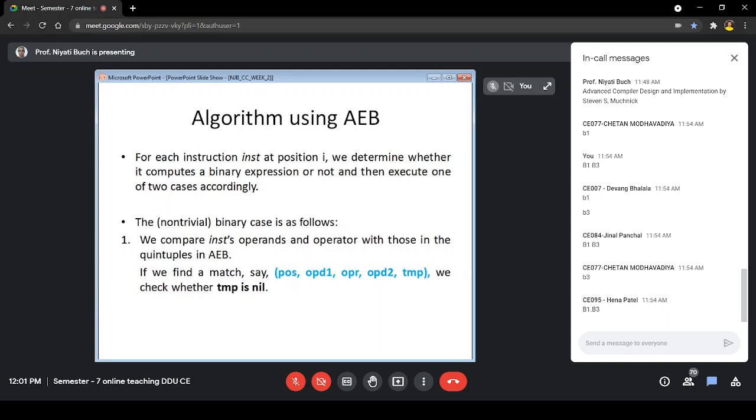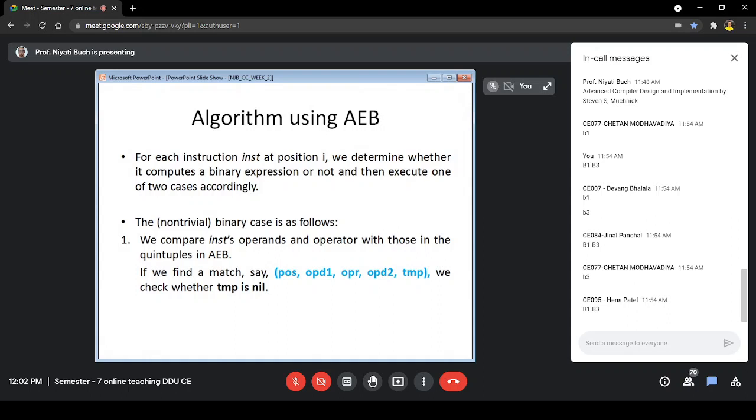As such, applying the algorithm is more important over here rather than memorizing these steps. Understanding it will be more beneficial. So let us begin the algorithm. For each instruction, we will call it INSP, at position I in our code. The position will start from 1. We will start from the first position, then we will go to the next and so on.